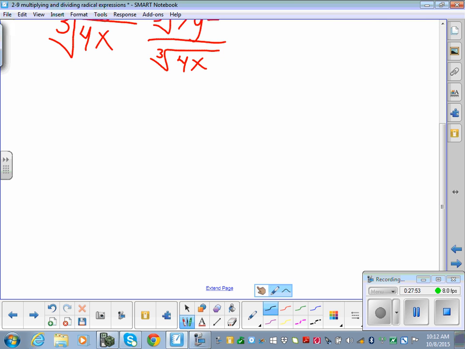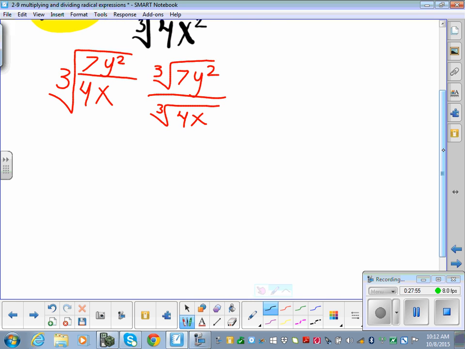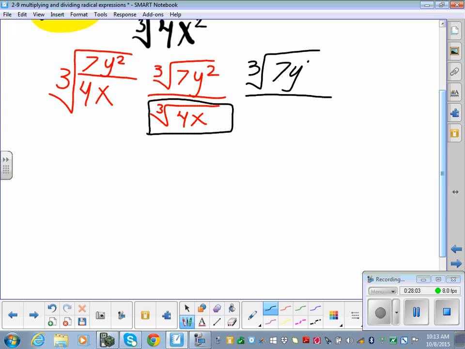All right, so this is what we'll do. We'll rewrite this bottom part in its factors. So I'm going to rewrite this instead as the cube root of 7y squared on top, and on bottom I'm going to rewrite it as the cube root of 4 is 2 times 2, right? So 2 times 2 times x. Does everybody see how I rewrote the bottom? This is the trickiest part.